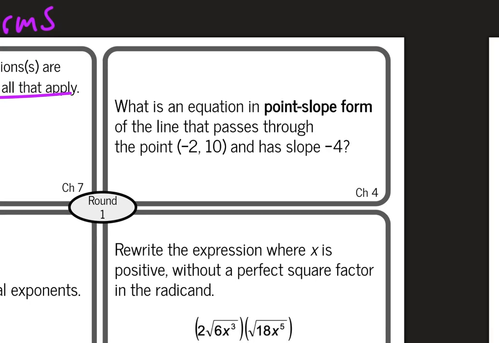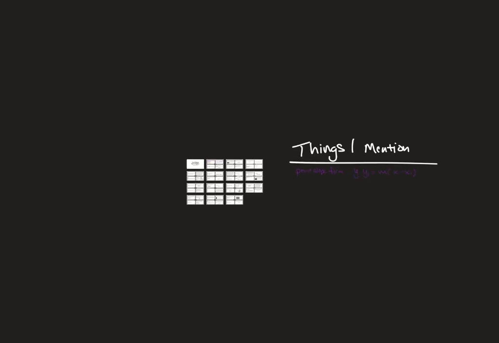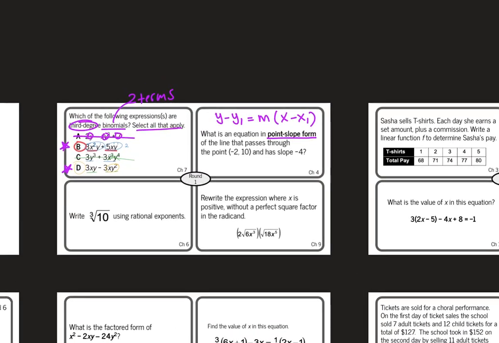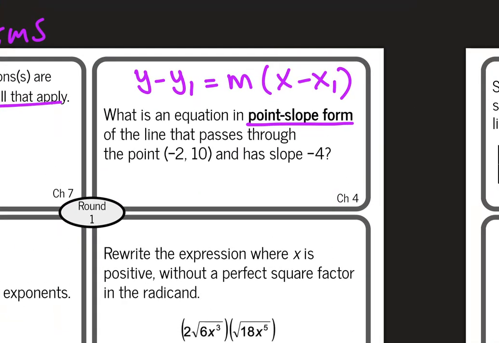Here's our first, what was that again? Point slope form is y minus y1 equals the slope times x minus x1. And here is it on the things I've mentioned. All right, what is an equation in point slope form of the line that passes through the point? There's our x, there's our y. It has a slope of -4.